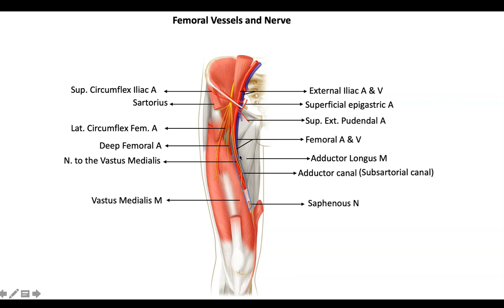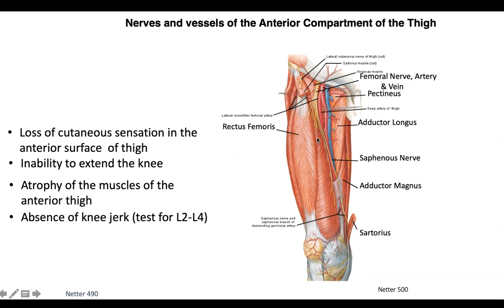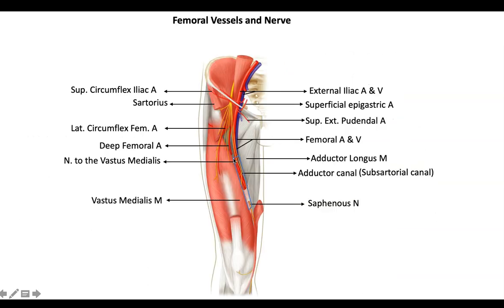And from the apex of the femoral triangle, the femoral artery and vein, see, this is adductor longus, sartorius muscle, femoral artery and vein, they course through a fascial tunnel. There is an intermuscular passageway or fascial tunnel in between the muscles of the anterior and the medial compartment of the thigh, and that is called the adductor canal.